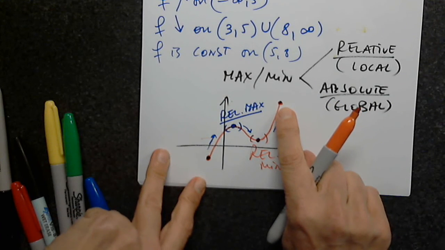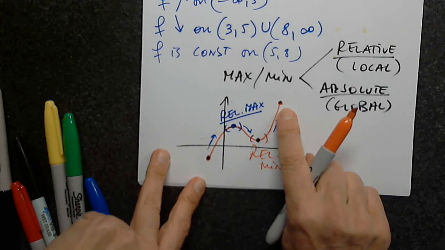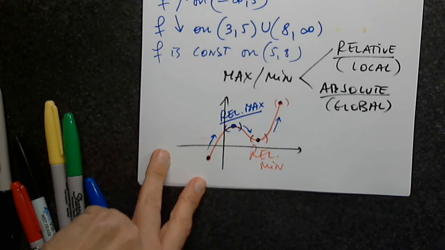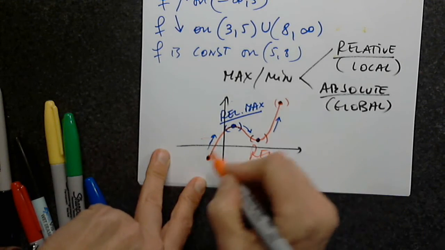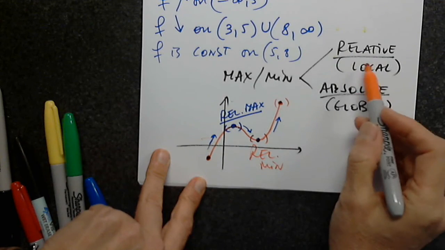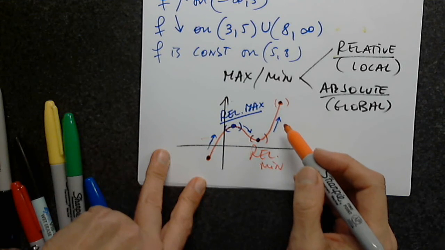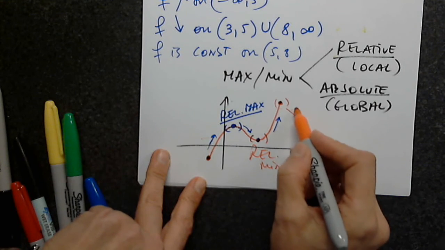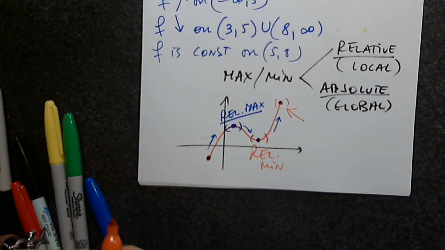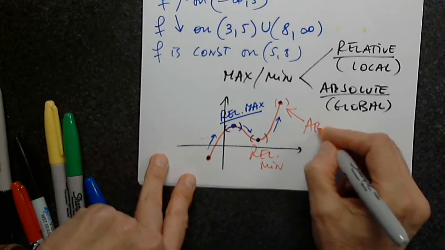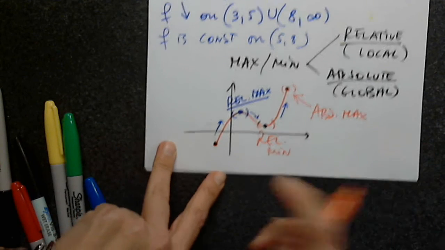Is this a relative max? No, because I cannot show the open interval on both sides. So the endpoints of the interval will never be relative. They can be absolute or none of the above. So is this an absolute max? Yes, because for this function it is the largest possible value, abs max. What about this point?